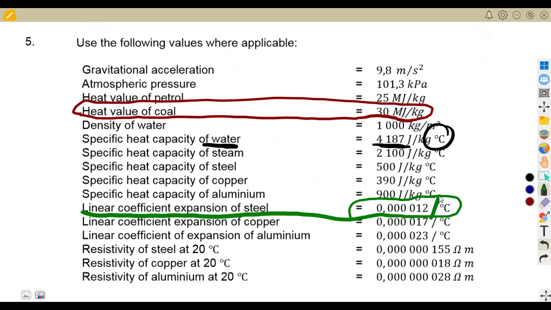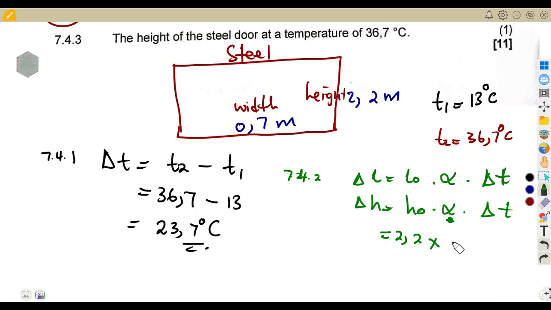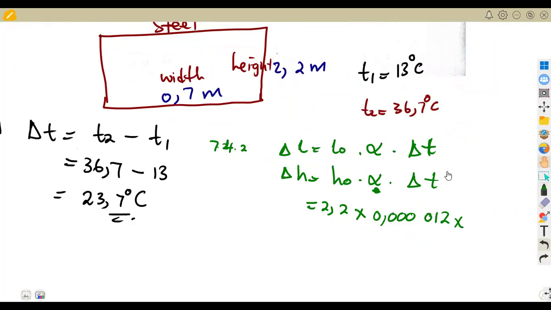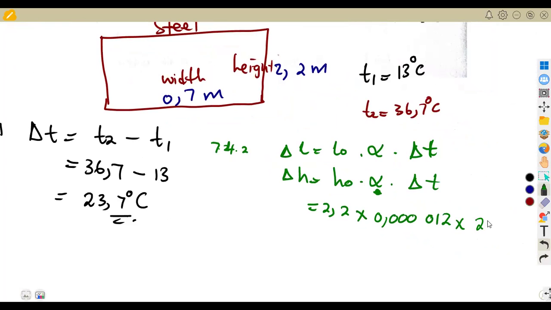0.00, like this one. Take note, per what? Per degree Celsius. So you're going to take this answer for the linear coefficient of expansion of steel, which is 0.000012, like that. All right, times the change in temperature. Our temperature changed, and we calculated this change in temperature, which gave us 23,7. Yes, you can subtract again, it's fine, but you can just write your answer 23,7 in degrees Celsius. Since this is per degree Celsius, this must be in degrees Celsius.